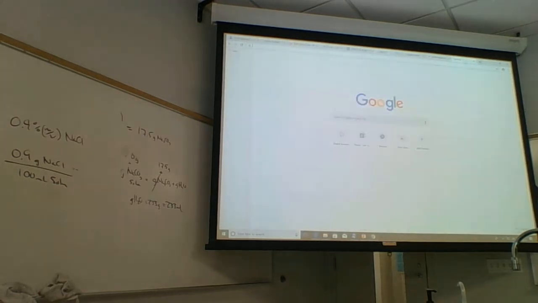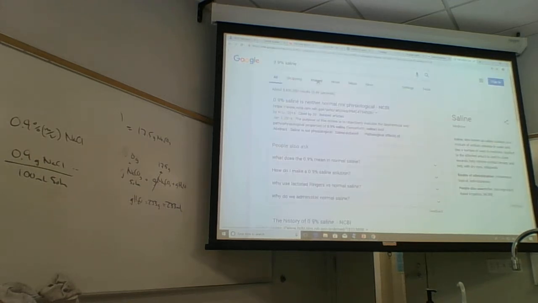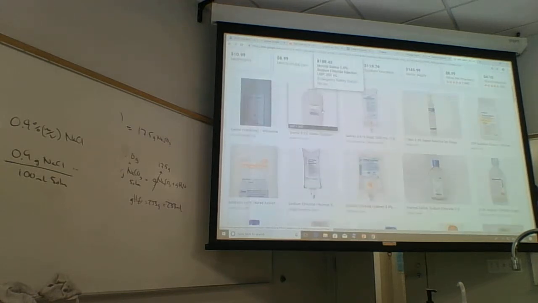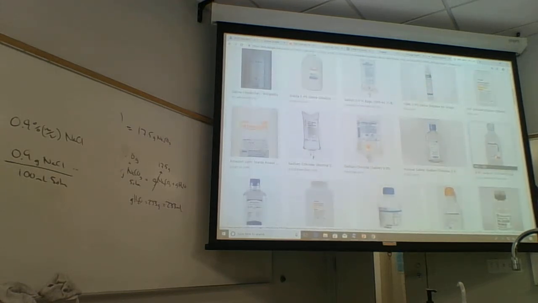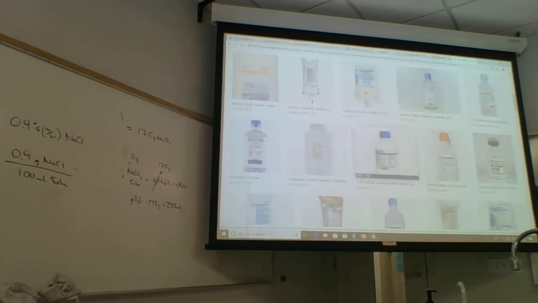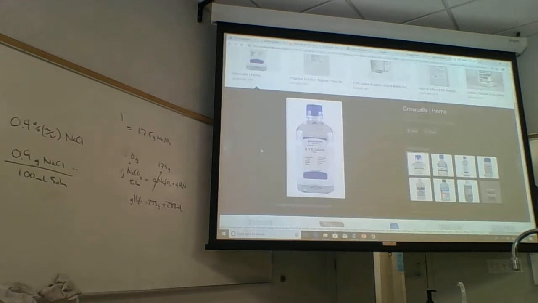Saline solution. People use it for different things. Let's find a U.S. manufacturer. Where did I see it? This is injectable here. I think I saw it in something like this.